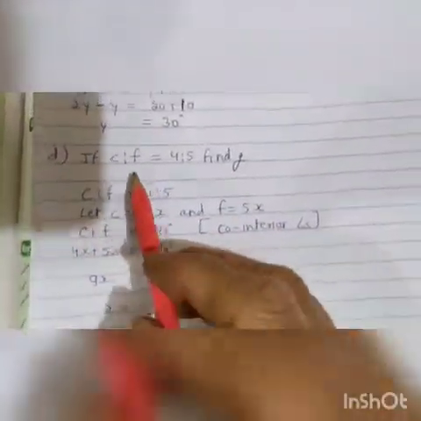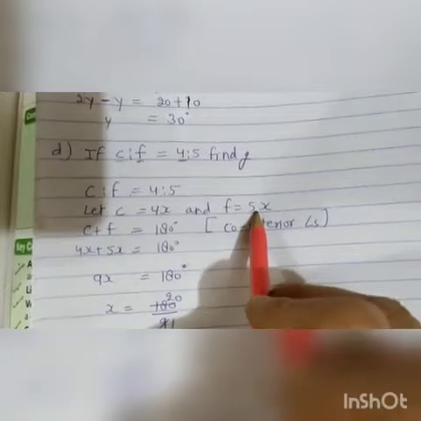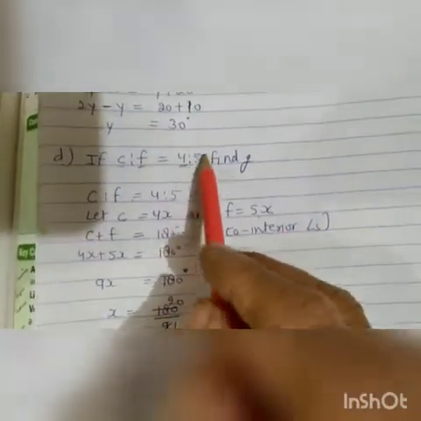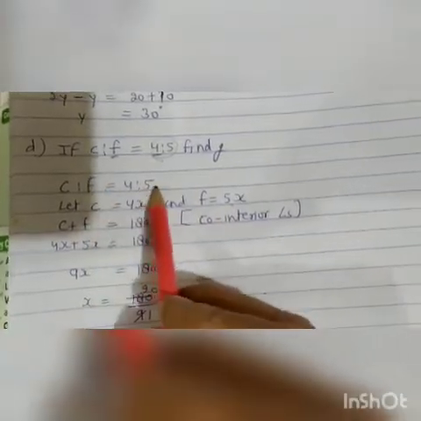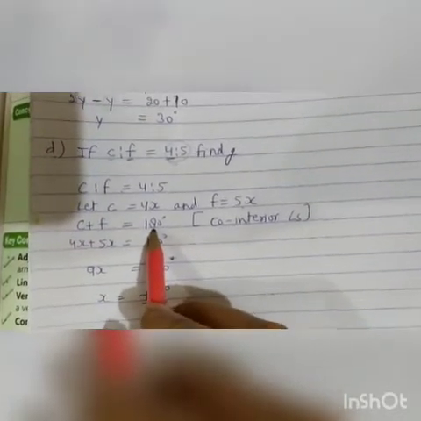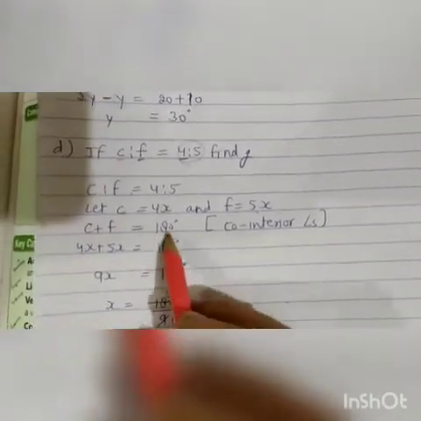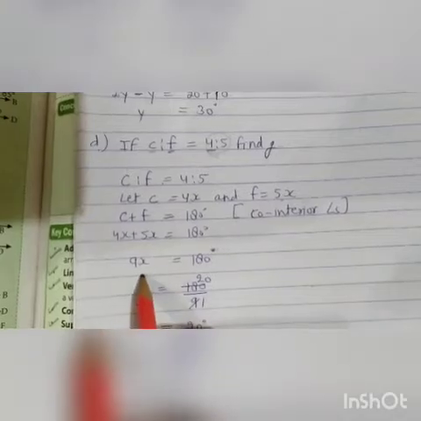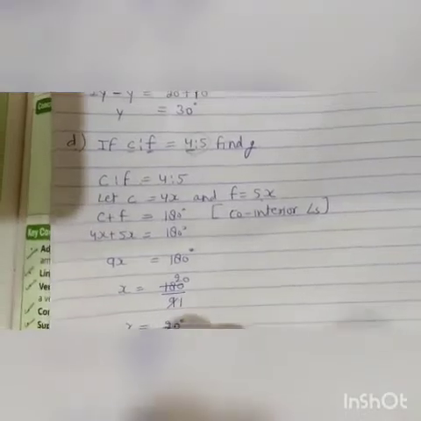So we can write, let angle C be equal to 4x and angle F be equal to 5x, because here ratios are given. Now we will add: C plus F is equal to 180 degrees, as they are co-interior angles. C is 4x, F is 5x, so 4x plus 5x equals 180. 4 plus 5, 9x is equal to 180 degrees. Then x is equal to 180 upon 9, x is equal to 20 degrees.